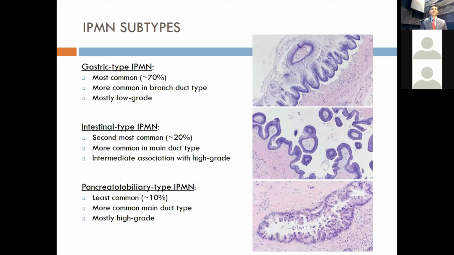Histologically, they can be classified into the gastric type, intestinal type, and pancreatobiliary type. But it is not uncommon to see an IPMN with multiple types of lining. The gastric type, which shows gastric foveolar type of epithelium, is the most common and has the least association with high-grade dysplasia. The intestinal type typically shows tubular adenoma-like epithelium. It is the second most common and has an intermediate association with high-grade dysplasia. The pancreatobiliary type is the least common, but has the highest frequency of high-grade dysplasia, and it typically has micropapillary morphology.